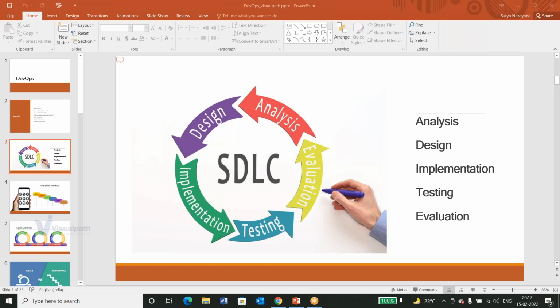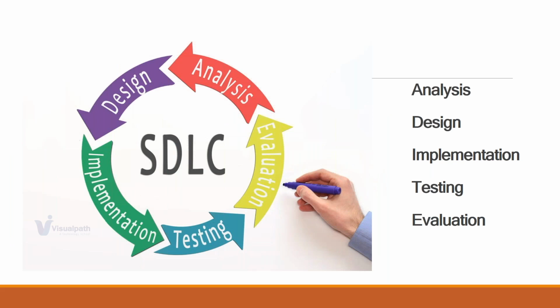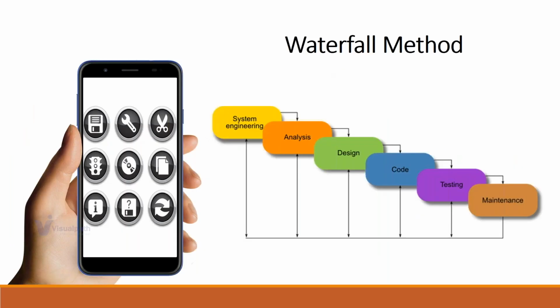Now I'm going to explain to you about a flow called the waterfall method. As you know, water flows from top to bottom. So that's the reason the flow here will also be from top to bottom, and that's the reason they called it the waterfall method.